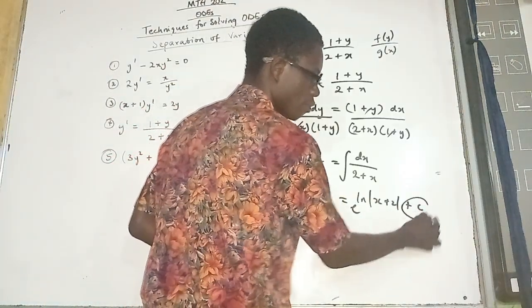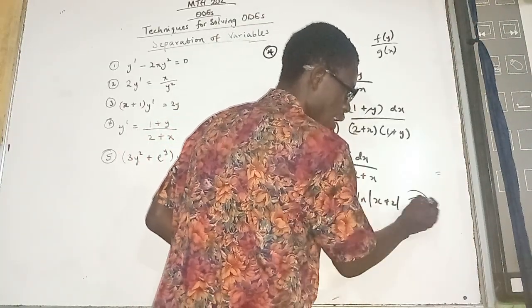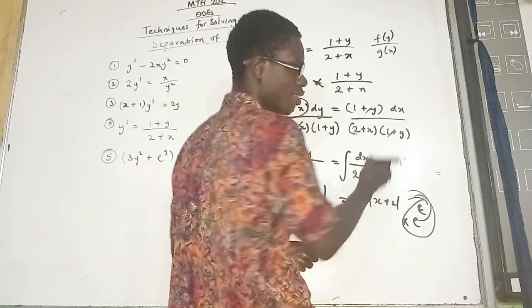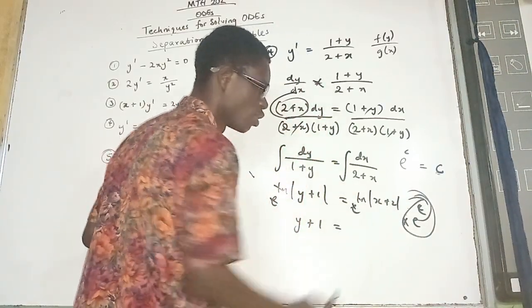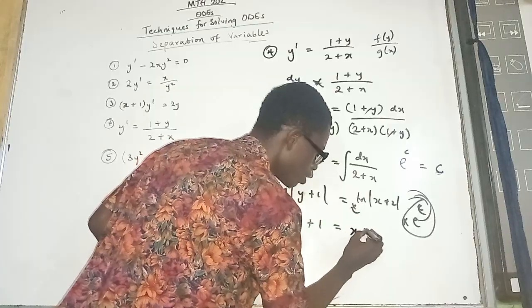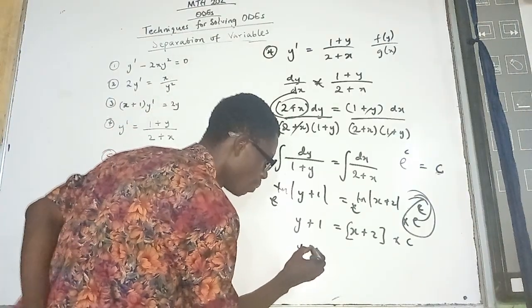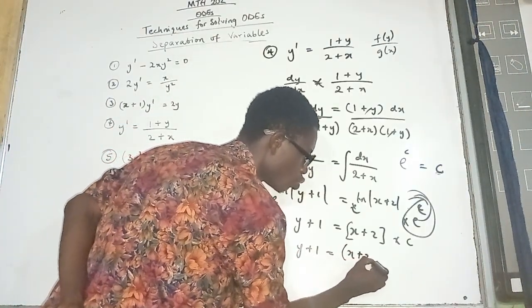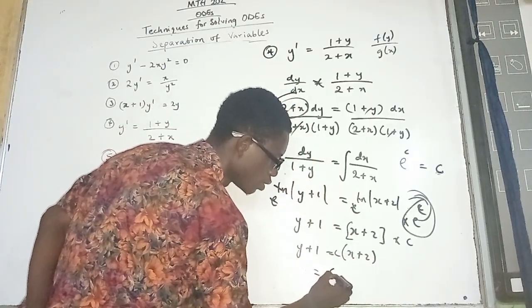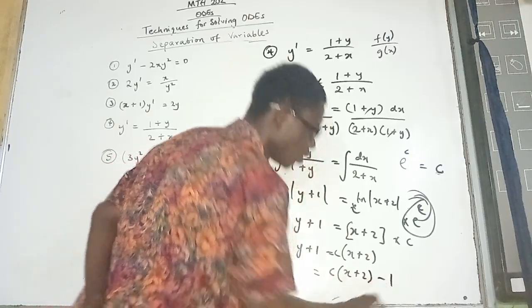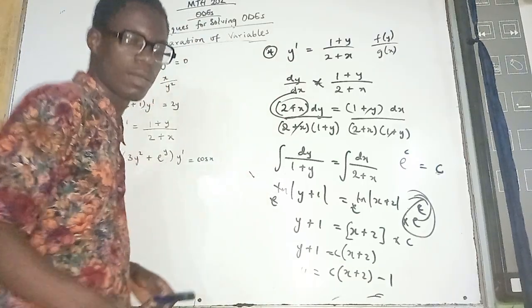But don't forget, these are arbitrary constants. We can rewrite this as times e raised to power c as well. And this is another constant. Don't forget, e is a constant, raised to power another constant is still a constant. So e cancels in here too. So we have (x plus 2) times our constant. So y plus 1 equals c(x plus 2). Our constant can come to the front, and we bring this to the other side, and we have y equals c(x plus 2) minus 1. And this is the final solution for our ODE using the separation method.